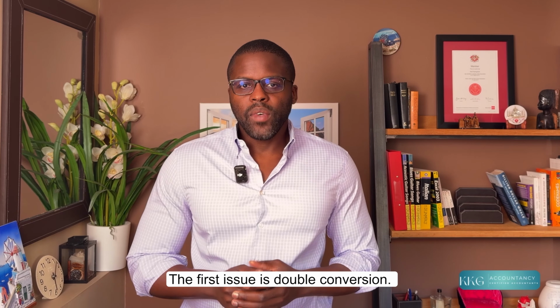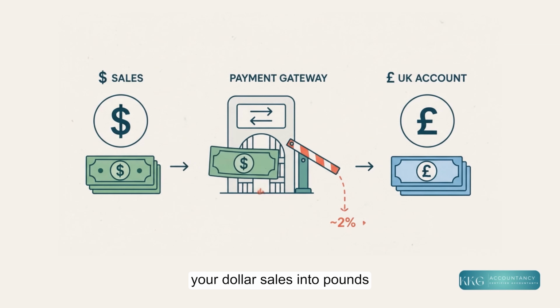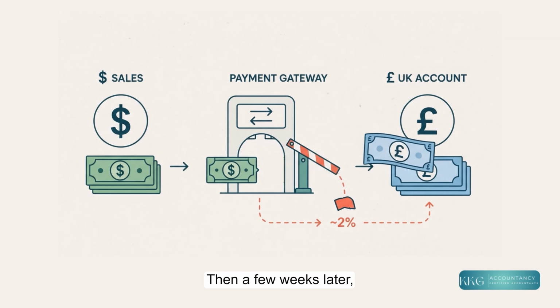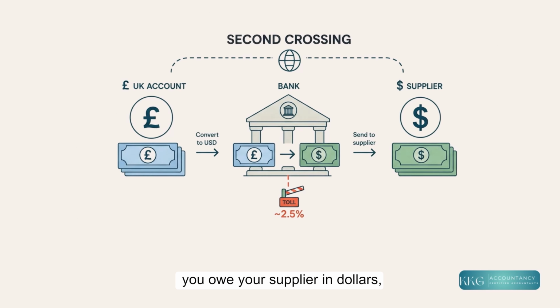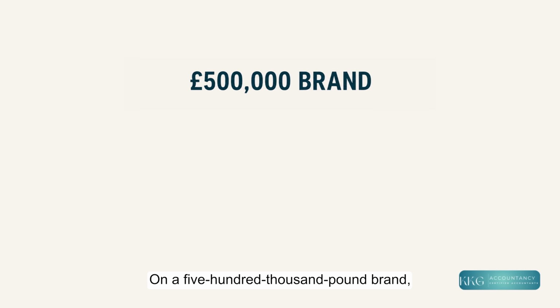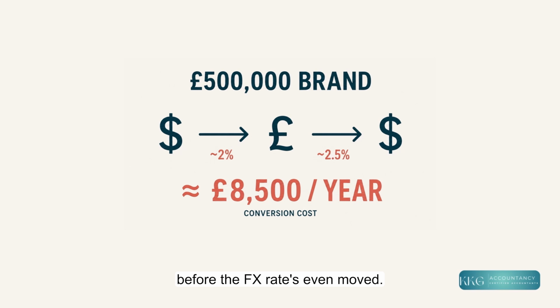Two places. The first issue is double conversion. You let your payment gateway auto-convert your dollar sales into pounds the moment they land. That's roughly a 2% spread. Then a few weeks later, you owe your supplier in dollars, so your bank converts those pounds back into dollars to pay them. Another 2.5%. You've crossed the same currency border twice and paid a toll both times. On a £500,000 brand, that round trip is somewhere around £8,500 a year before the FX rates even moved.